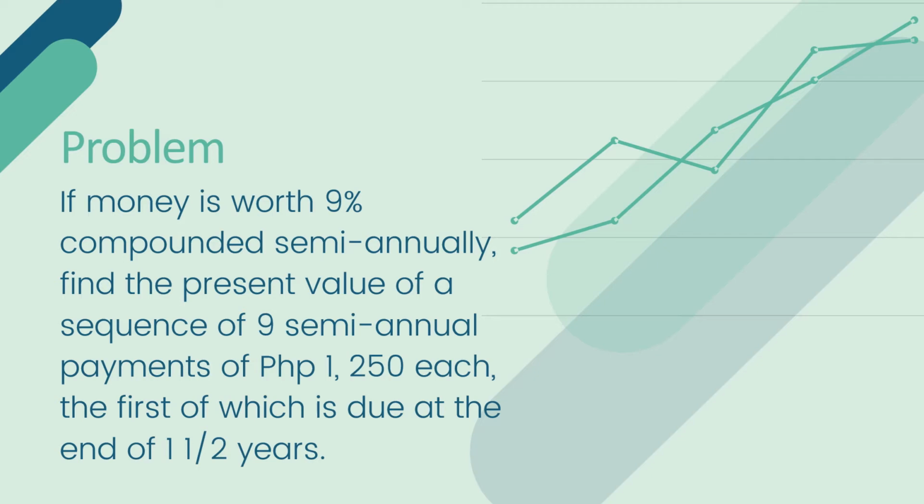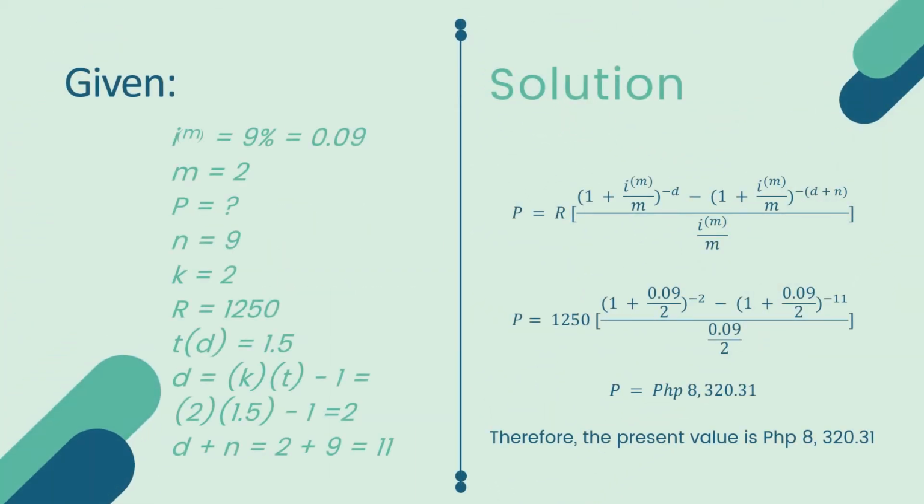If money is worth 9% compounded semi-annually, find the present value of a sequence of 9 semi-annual payments of 1,250 pesos each, the first of which is due at the end of 1.5 years. So here we are going to use the formula of deferred annuity to find the present value.